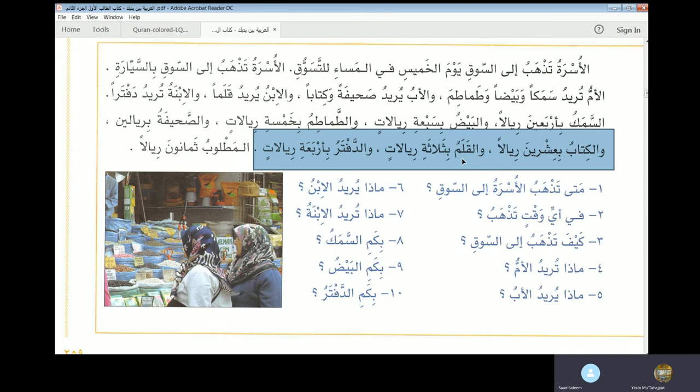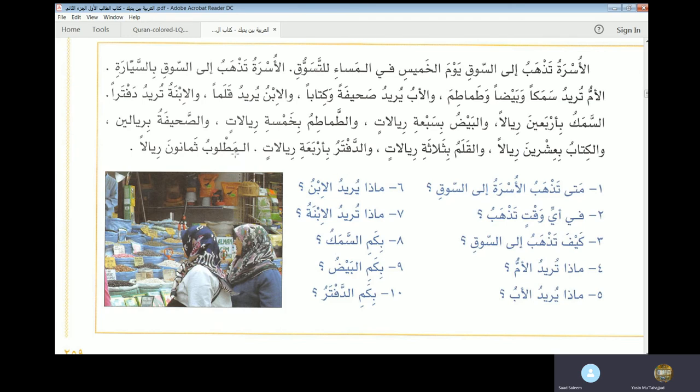Wal-qalam bi-thalathat riyalat, wal-daftar bi-arba'at riyalat. Okay, the book is 10 riyals, the pen is 3 riyals, and the notebook is 4 riyals.